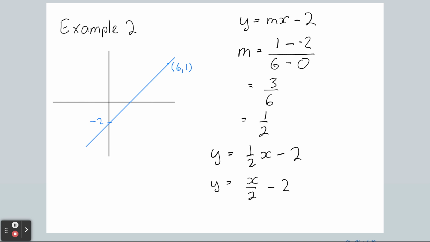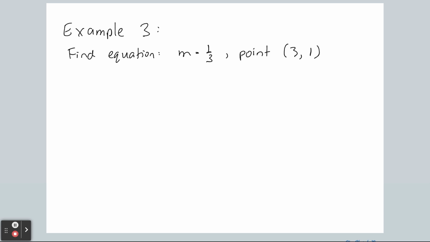Okay, one last example. Let's just say you're given a word equation, kind of like the information without the graph. You can still do it, of course. Find the equation: m equals a third, and the point 3, 1. In order to solve this, you are simply going to write the equation out with the information that you've got. So it's y equals mx plus c.